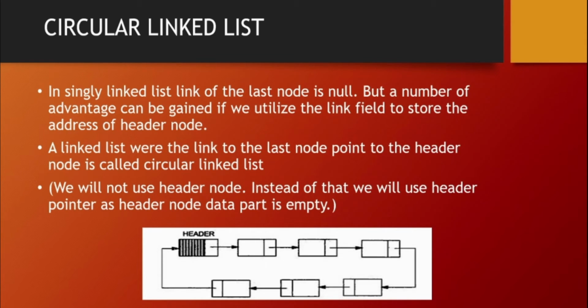A circular linked list is a type of linked list where the link of the last node points to the header node. And in a circular linked list, we won't use the header node. Instead of that, we will use a header pointer because the data part of the header node is empty.